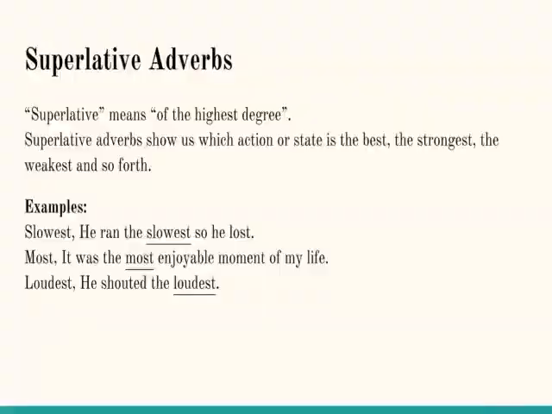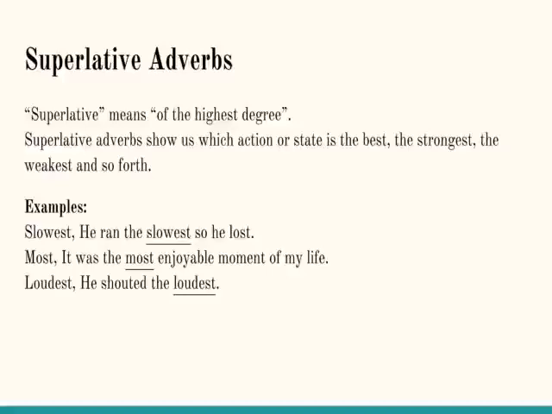Now, superlative adverbs. Superlative means of the highest degree. So superlative adverbs show us which action or state is the best, the strongest, or maybe the weakest, and so forth. Basically, it shows us the state of an action at its most extreme degree. So when you say slowest, he ran the slowest, so he lost. So slowest means nothing could be slower. He was the slowest. There was nothing else which was slower than him. So he was running slow at an extreme degree.